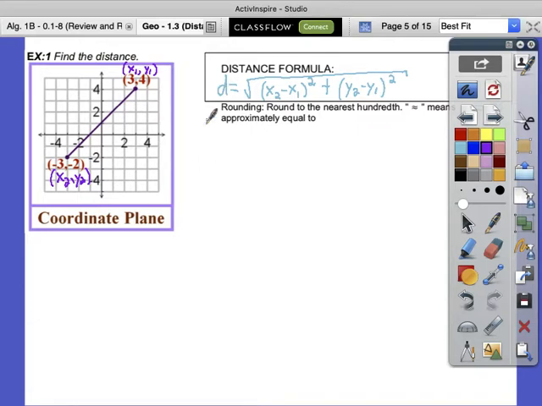So d is distance, which we're finding. And it's the square root of all of this. So x2 minus x1. What is x2? -3. -3. Very good, Ray. Minus, what's x1? 3. 3. We're going to put it in parentheses, and we're going to square it, okay? I did it the other way around. Sorry. Okay, that's fine. We'll talk about this.